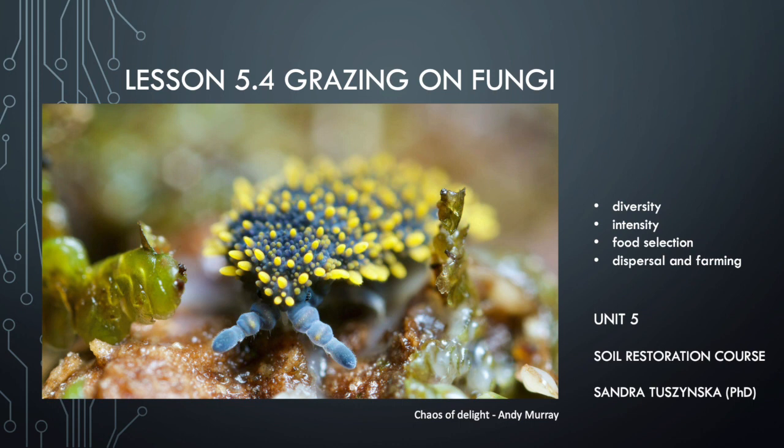and how by feeding on fungi, these animals actually distribute fungi throughout the ecosystem, distribute their spores or the mycelium, and also how some of them actually like to farm fungi and consume fungi by feeding the fungi certain foods. In all this, we'll also look at how that affects nutrient cycling in the ecosystem and the dynamics of the ecosystem as a result of this grazing behavior on fungi. Okay, so let's jump into lesson 5.4.